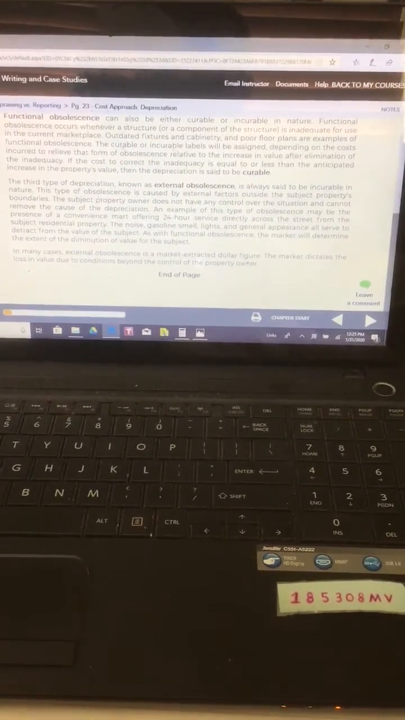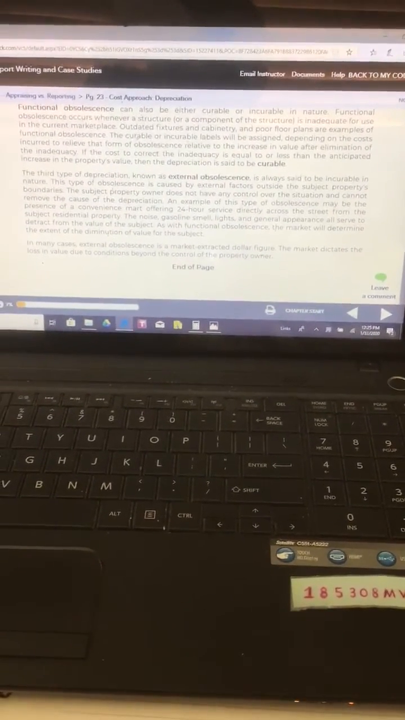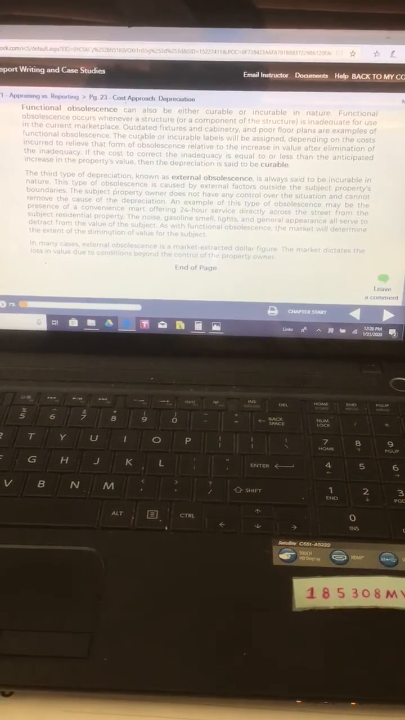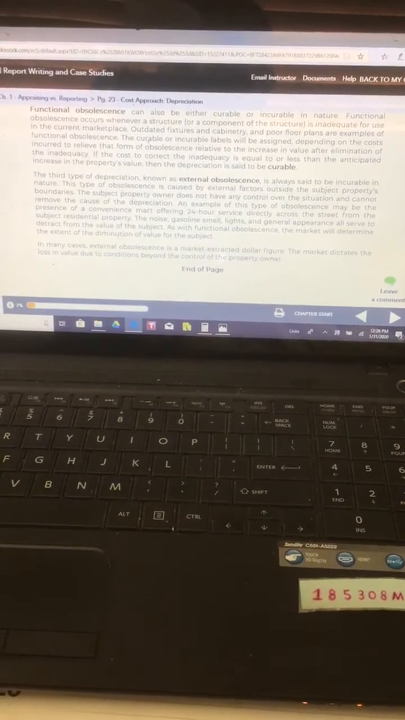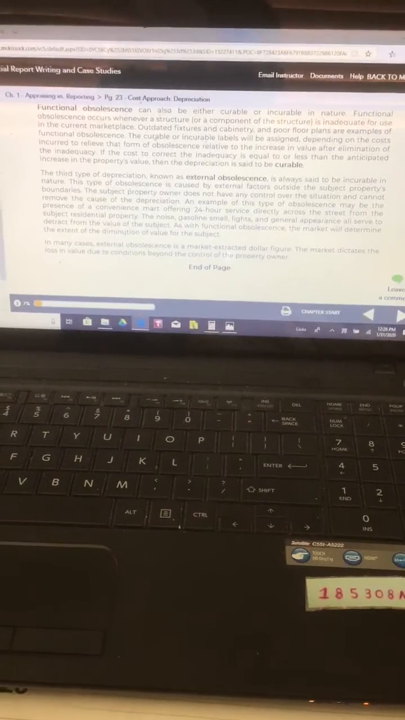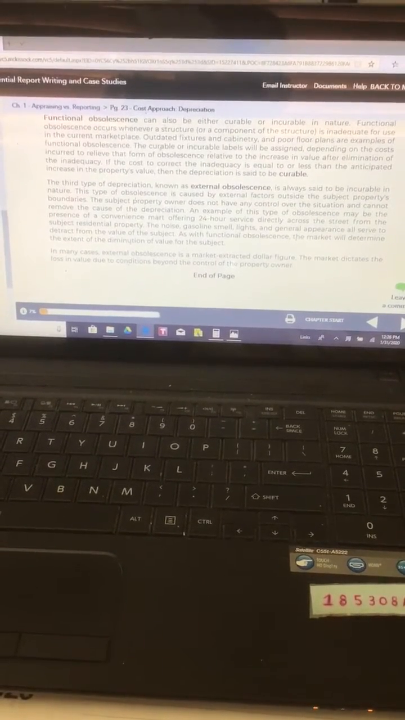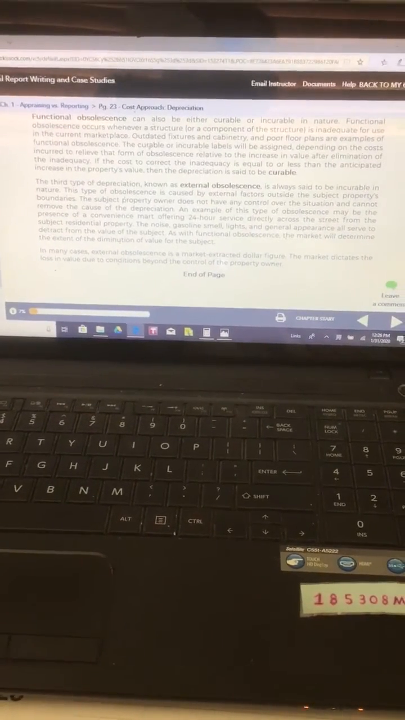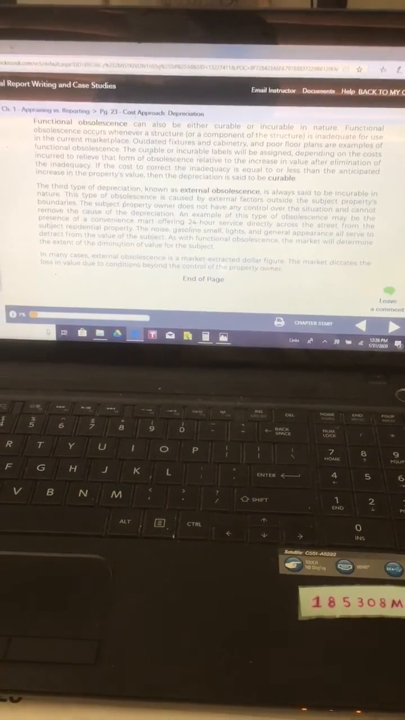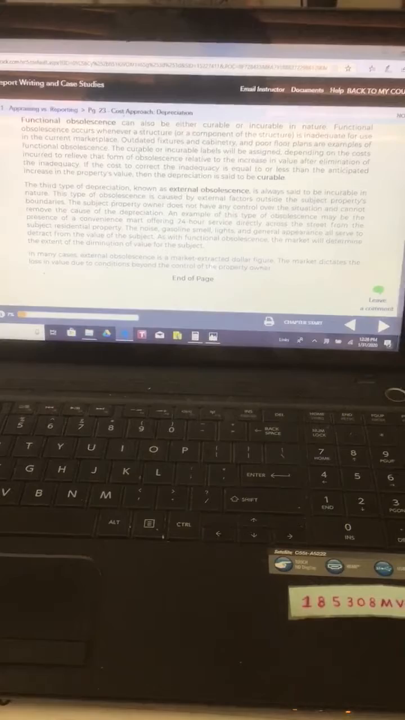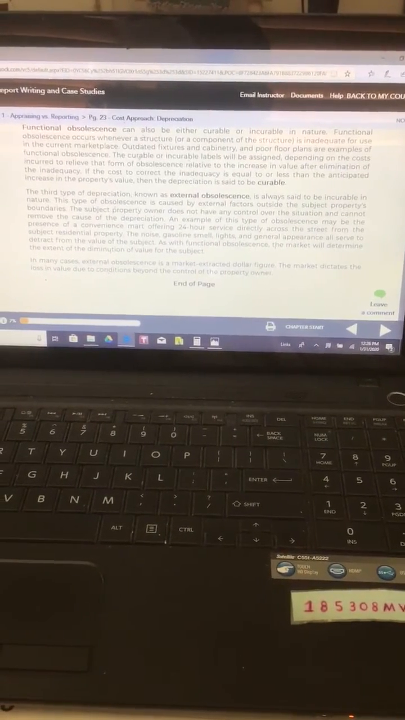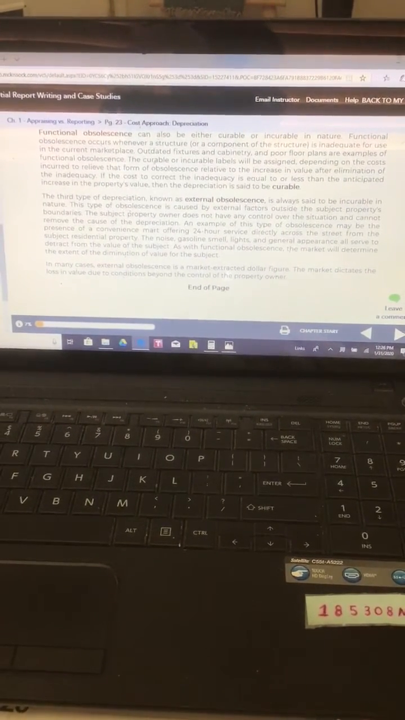As with functional obsolescence, the market will determine the extent of the diminution of value for the subject. In many cases, external obsolescence is a market extracted dollar figure. The market dictates the loss in value due to conditions beyond the control of the property owner.